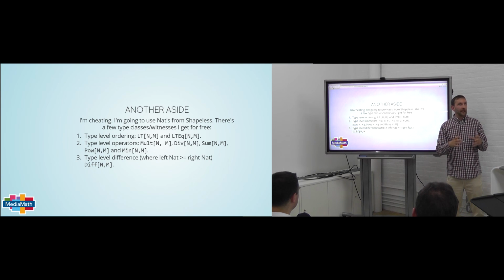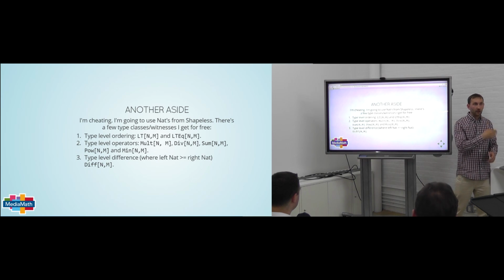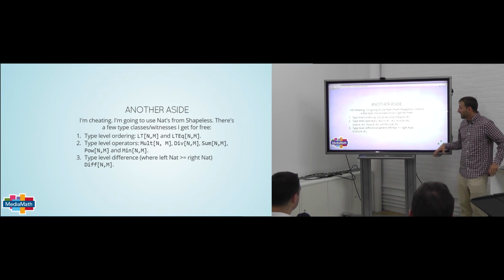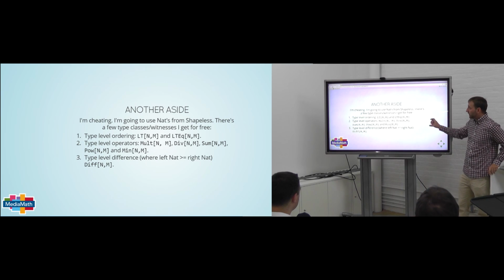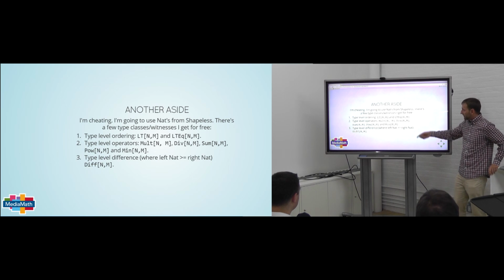A Nat is just a type level integer. But it's more than that. It's a natural number. So it's 0, 1, 2, 3, everything 0 or greater as integers. Those are natural numbers. So I get a couple of things out of this. I get a type level ordering. So less than or equal to.